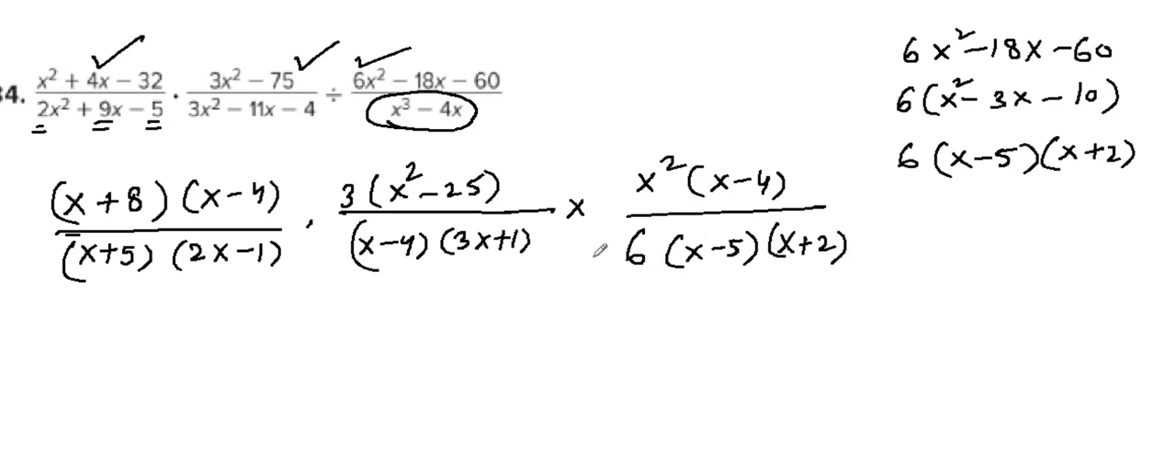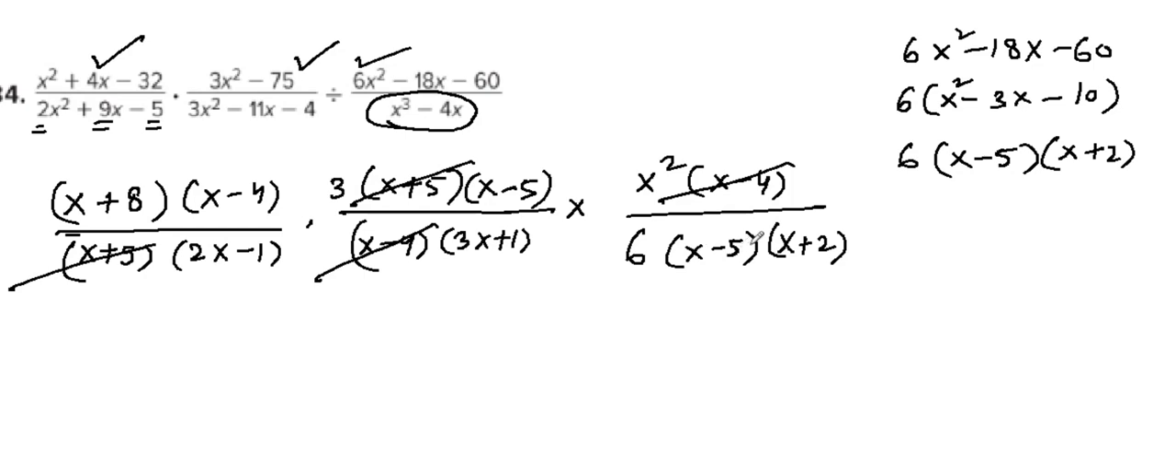So now you can cancel out the same terms. This one also you can change into a formula, because 25 is 5 square. I can write 5 square, so this is a square minus b square, which is a plus b, a minus b. 3 is already common. Now what do you have? Up and down, cancel out. x plus 5, x plus 5 cancel out. x minus 4, x minus 4, x minus 5, x minus 5.